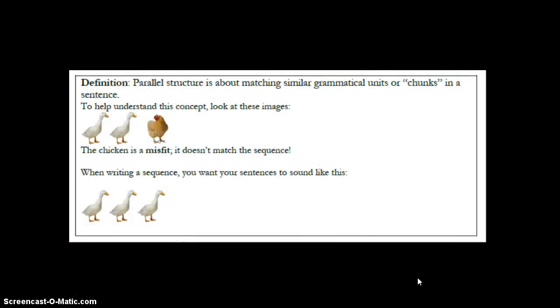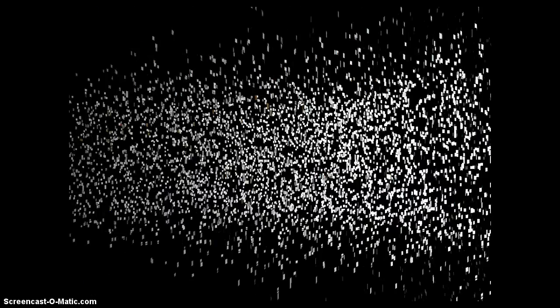Another way to think about this is in terms of patterns. So you can see that parallel structure is really about matching grammatical units, or parts of speech, as we sometimes like to think about them. If you look at your first row of pictures, you see we have two ducks and a chicken. Obviously, the chicken does not belong. He doesn't fit the pattern. So when we write, just like matching a pattern of pictures, we want to match a pattern of words. You want your sentences to look like three ducks in a row, not like two ducks and a chicken.